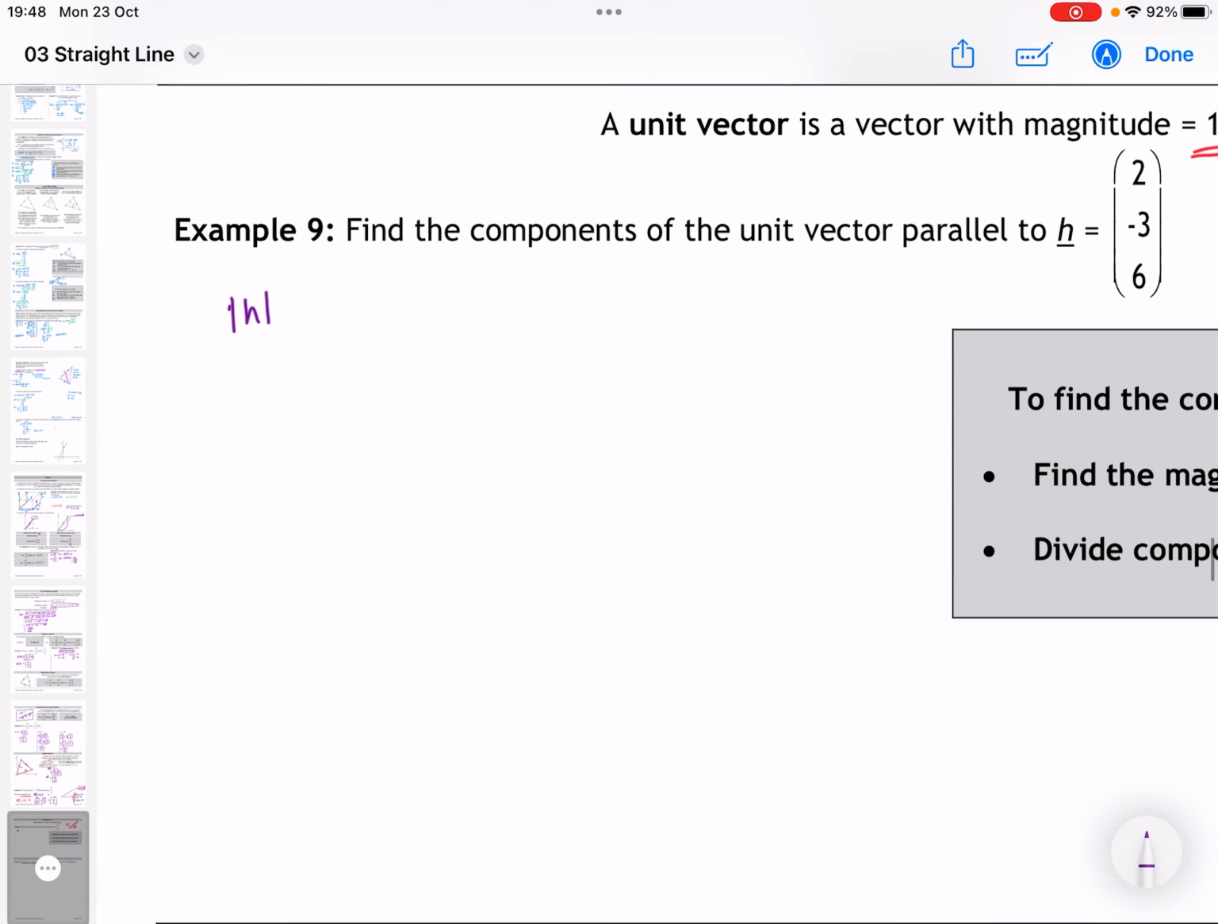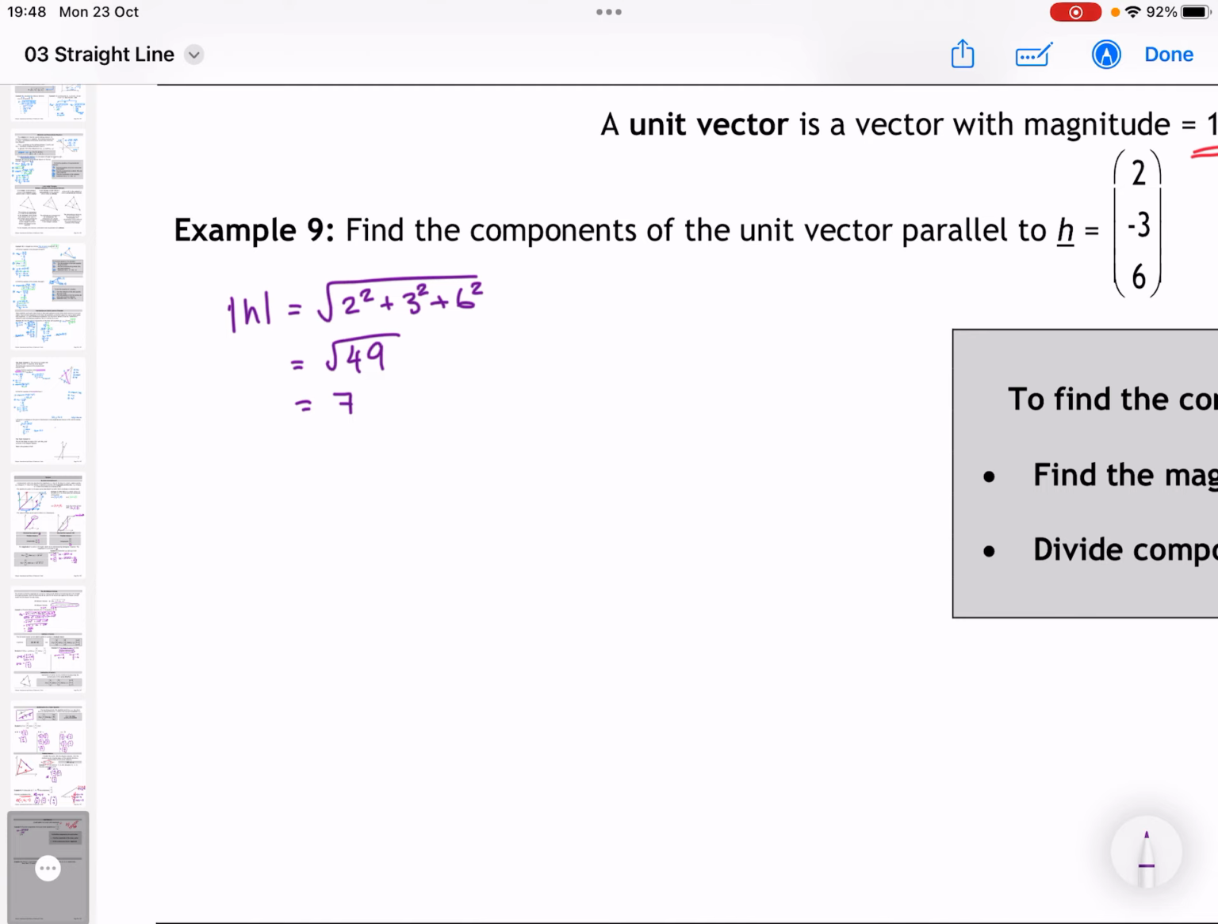And the magnitude of h, remember, Pythagoras. Can I just remind you that you don't need negatives? You need a square root, you don't need a negative. So just don't write them in. So, 3D Pythagoras. Square the numbers, add them together. 2 squared plus 3 squared plus 6 squared is 49. So it's root 49, which is 7.